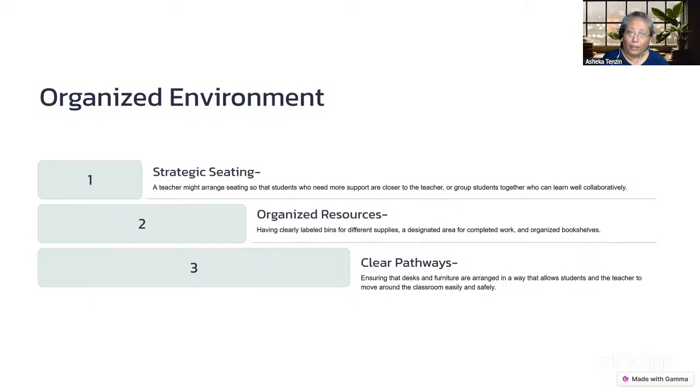Now, you need to have an organized environment so that there are no behavioral issues. What do you mean by organized environment? How will you ensure that the environment is organized? Number one, strategic seating. You decide where the students are going to sit. You arrange the seating so that you know which student needs more support, which student is very naughty, which student is hyperactive. So you place those students well in different places in the classroom. And you know which student will collaborate well with which student. So strategic seating is very important to avoid misbehavior.